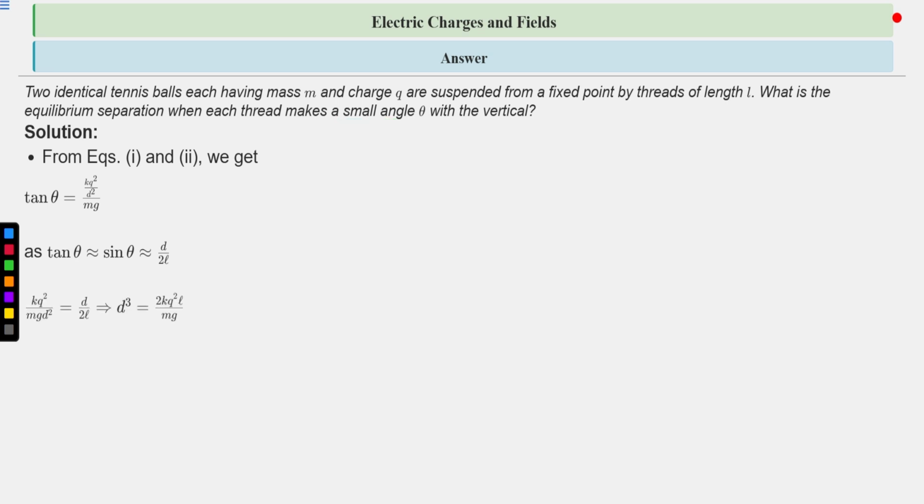By putting these values, what we get for tan theta is kq square upon mg d square equal to d by 2l. From here we get d cube equal to 2kq square l upon mg, and d is (2kq square l upon mg) raised to the power 1 by 3. After putting the value of k, which is 1 by 4 pi epsilon naught, we will get this final result.